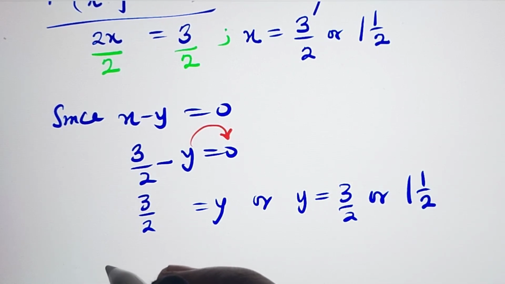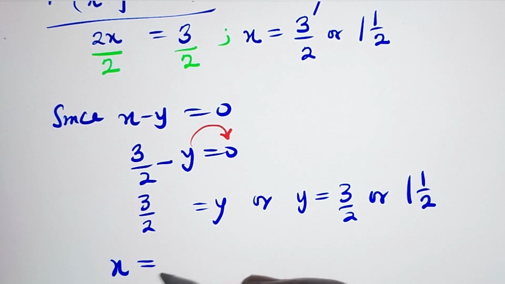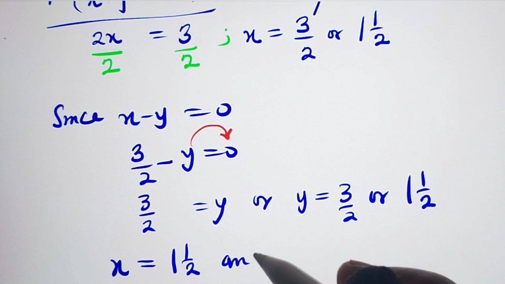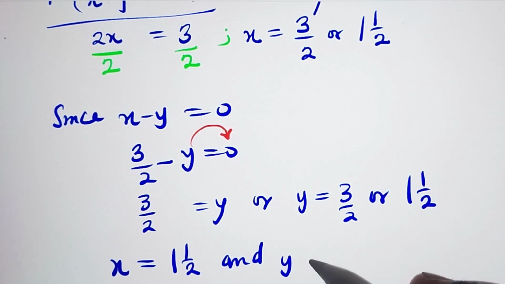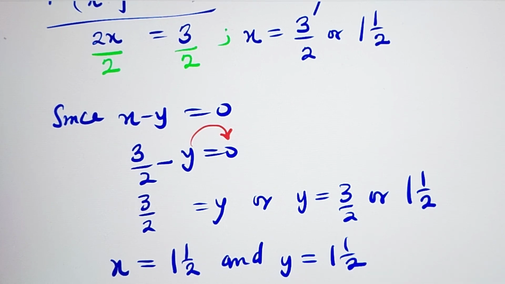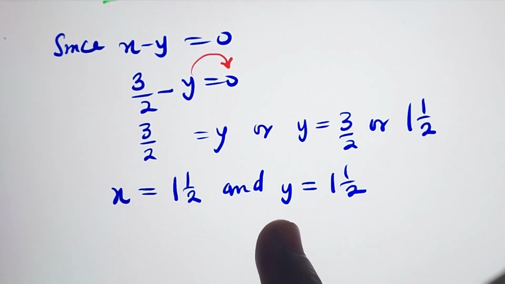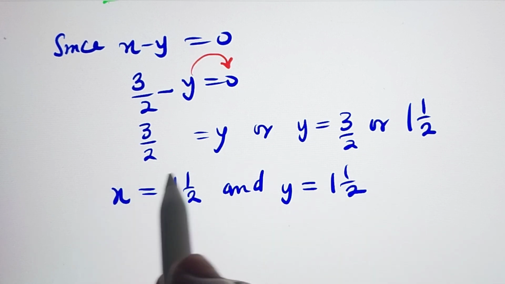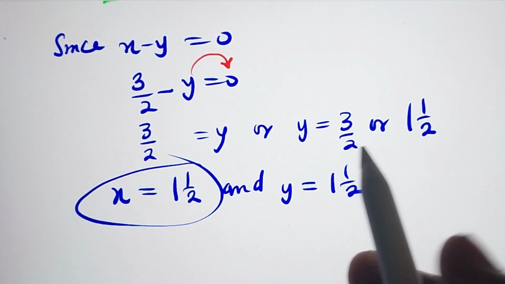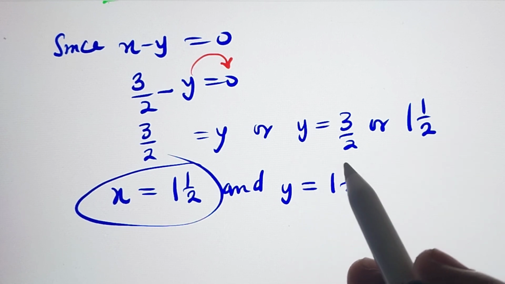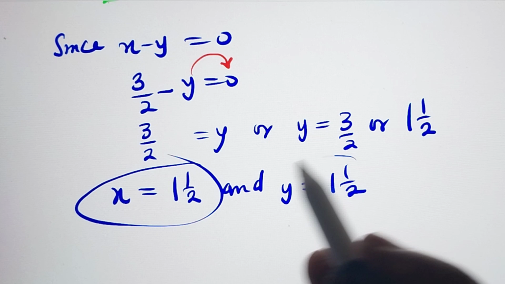So our x we solved earlier was 3 over 2, and our y is also the same value, 3 over 2. So this is how to solve the equation we were given. The two values are x is equal to 3 over 2, and y is equal to 3 over 2.